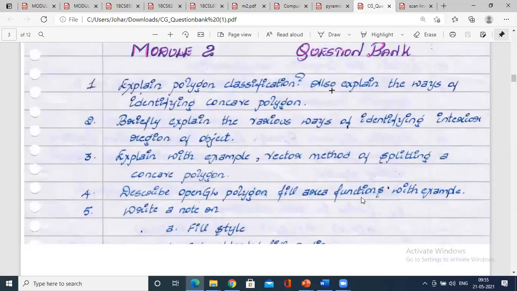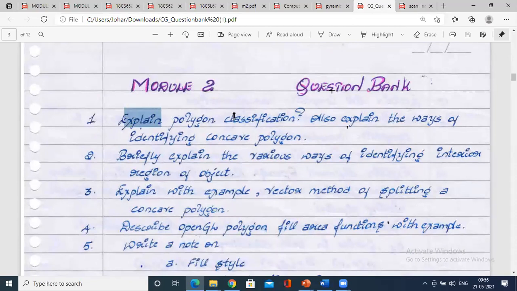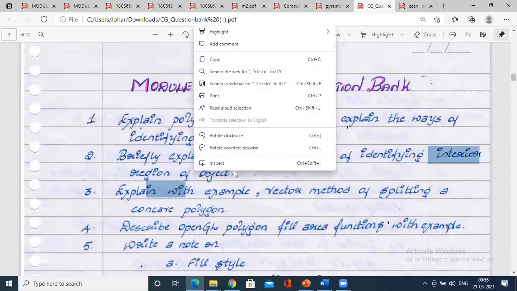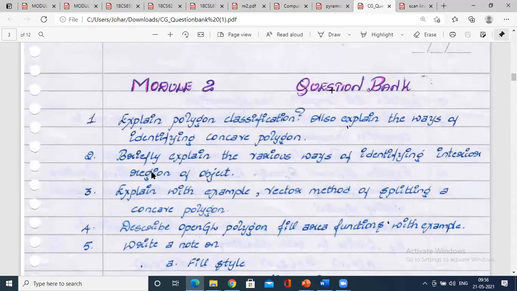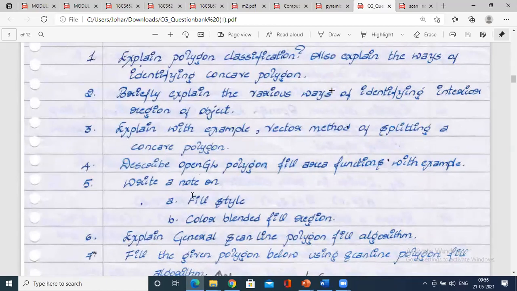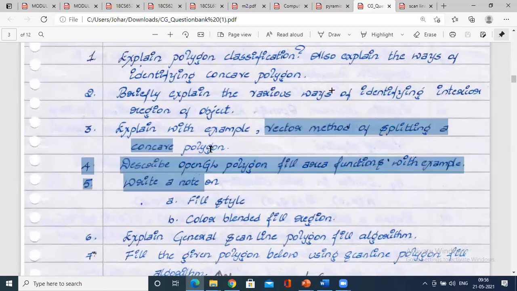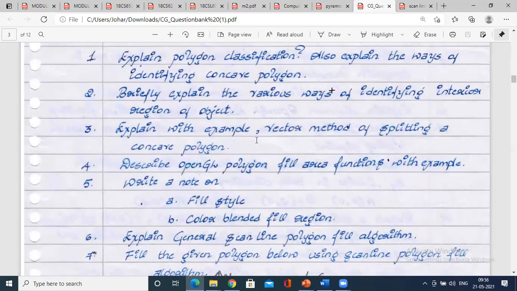And here also you could refer: explain the polygon classification, explain the ways of identifying a concave polygon, explain the various ways of identifying interior and exterior regions, that is the inside outside test. So winding number test and odd even rule test. Then vector method of splitting, this is also important to identify whether it is a concave polygon. Then describe OpenGL polygon fill area. If you have not followed this, I could explain once again next week what the vector method of splitting a concave polygon is.